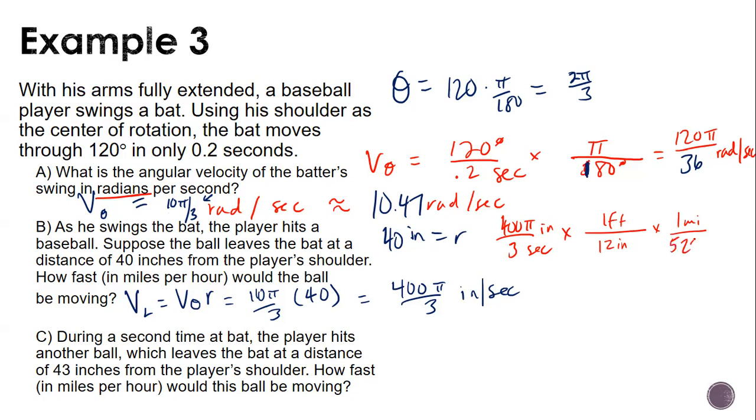5,000. 5,280 feet in a mile. You were way off. So we went from inches to feet, feet to miles. Now we've got to go from seconds to hours. How many seconds are in 1 hour?